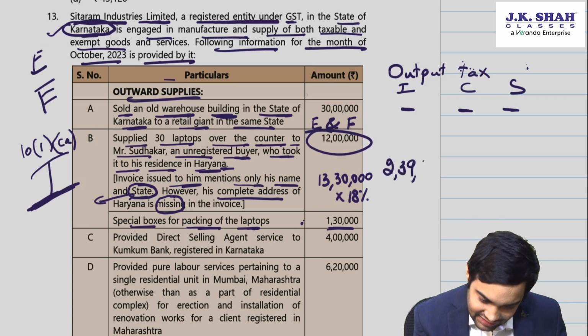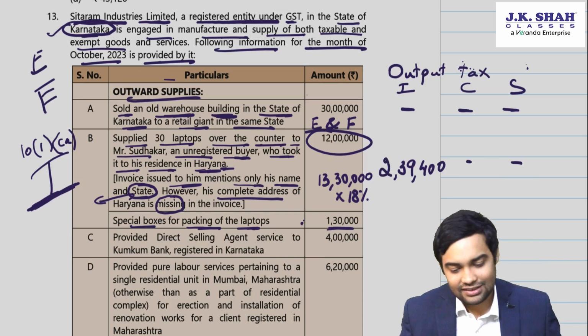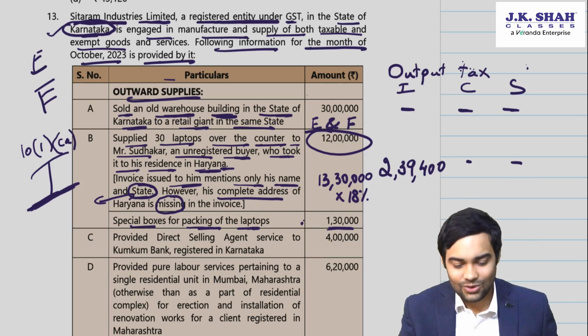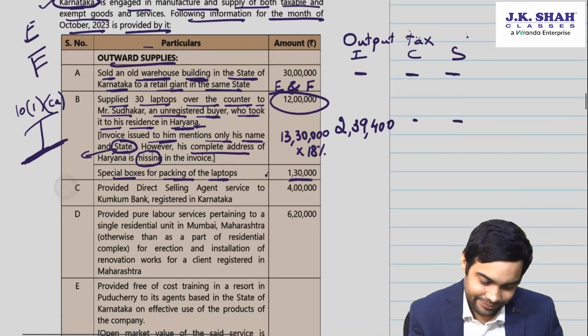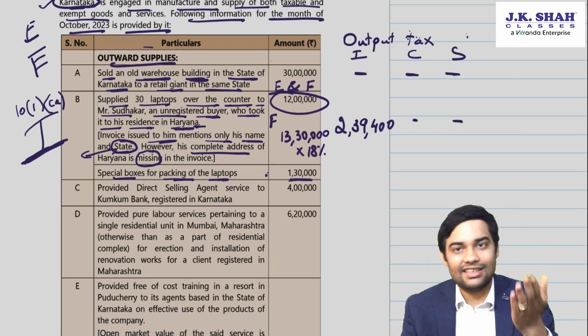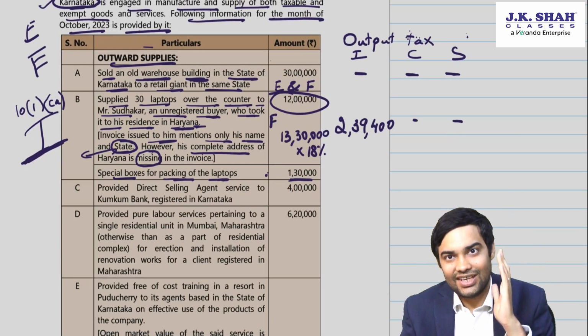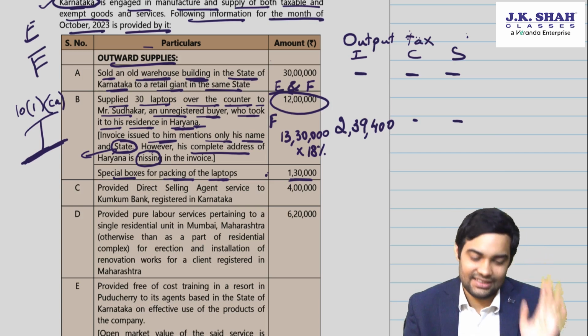Why is it an IGST transaction? 10(1) CA, a very important amendment which had happened recently. Be very careful on this particular aspect. So 2,39,000 IGST, C and S nil. Okay, this will become part of F. Don't forget that you keep writing E and F wherever applicable, so that when you are doing E and F calculation, it becomes very easy.